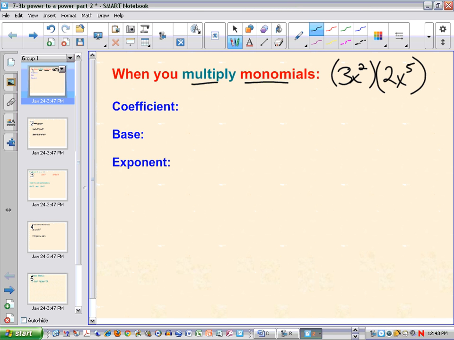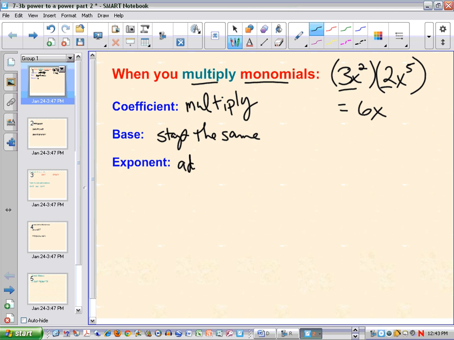So what do we do with the coefficients in this case? Yep, multiply. So in this case, 6. With the base, in this case it's x, once again, it stays the same. So in this case, x. So when we're multiplying these guys with our exponents, we've got like bases. So as you learned before, we're going to add the exponents. So this one would be 6x to the 7th.